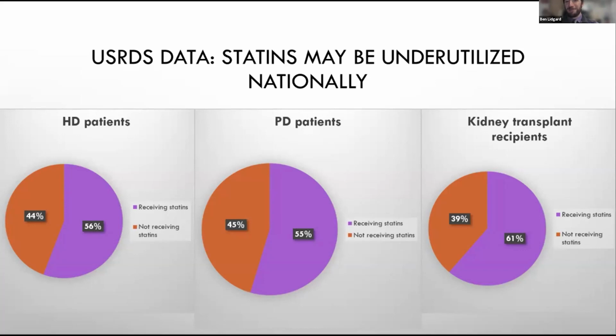Slightly more surprising to me was that only about 61% of kidney transplant recipients were on statins, when the ALERT trial and KDIGO and European guidelines all suggest that 100% of these patients ought to be on statins.